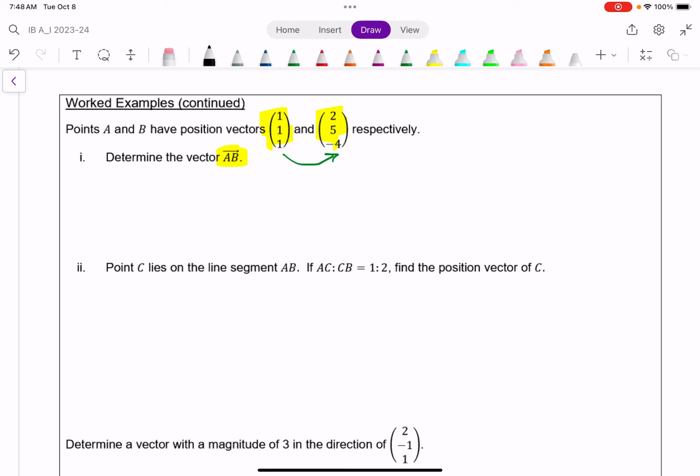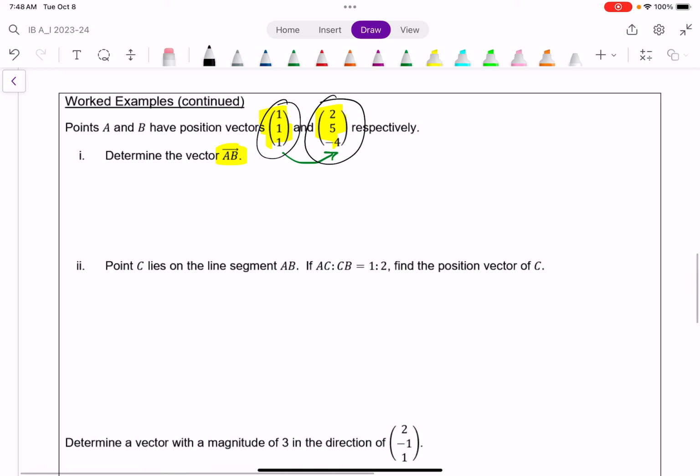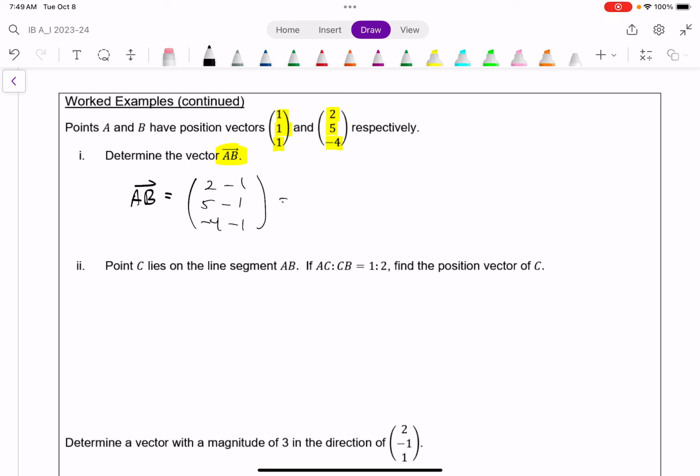And so what is that vector? In this case, all I need to do is realize, okay, it starts here, it ends here. So I want to find the difference between these. And the order matters because it starts at 1, 1, 1, and it ends at 2, 5, negative 4. I want to subtract this minus this. So in the end, vector AB will simply be 2 minus 1, just this minus this, and then 5 minus 1, and negative 4 minus 1. Which obviously is going to be 1, 4, negative 5. So that's vector AB.